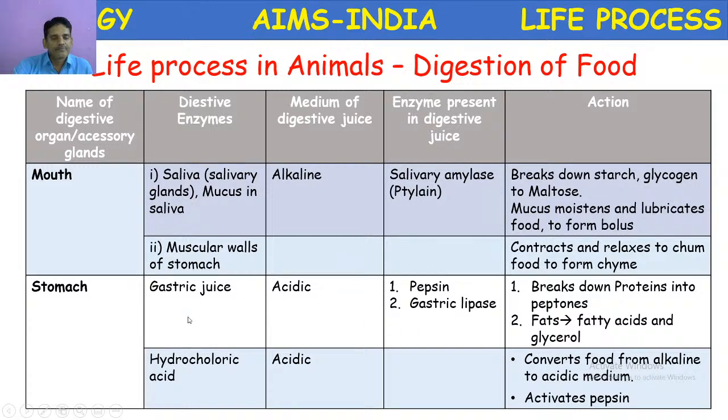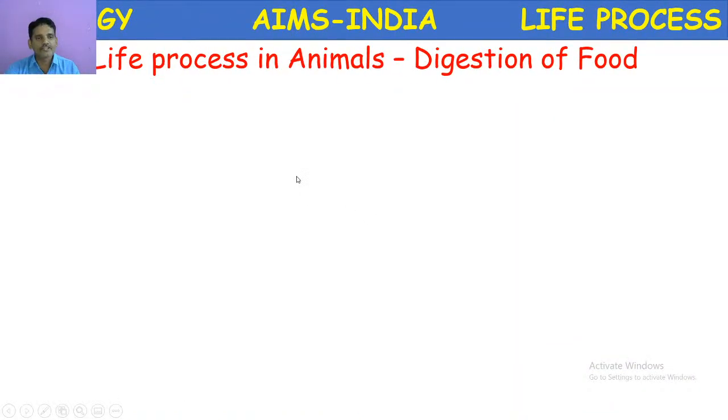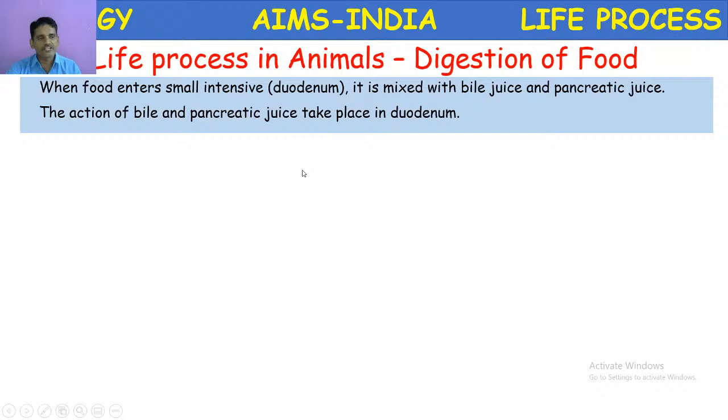So actually, the action of these gastric juice enzymes takes place in the next part, the duodenum. So in the mouth and stomach, partial digestion takes place. The partly digested food in the stomach is called chyme because it is acidic. The chyme enters into the next part of the digestive system, and the process of digestion proceeds.